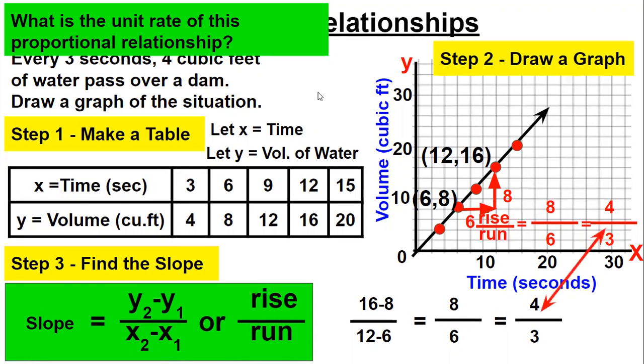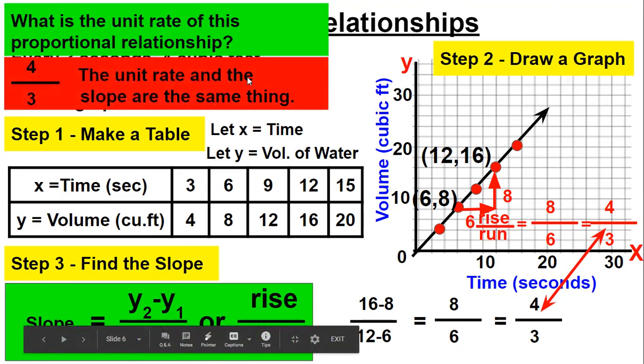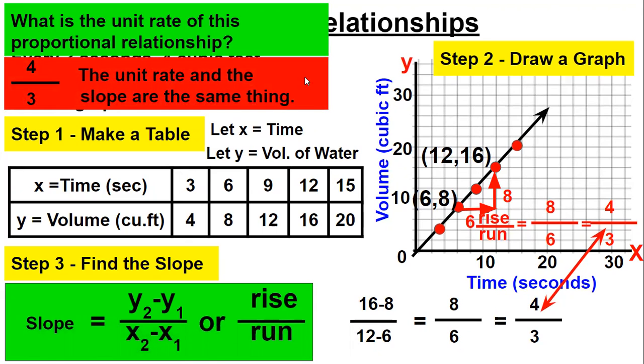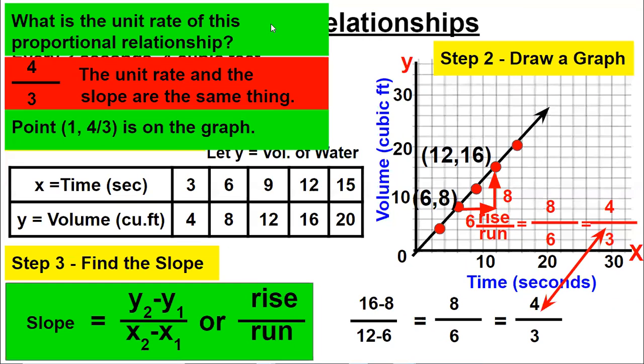So 4/3. So notice 4/3, 4/3. 4/3 is the unit rate and the slope. They are the same thing. The point (1, 4/3) is on the graph. So where x equals 1, 4/3 is the y value. What is 4/3? That's 1 1/3. So if we look at it, it probably does look like 1 1/3. If this is about 1 and we go over to here, remember each line is 2, so that's about 1 1/3. It's hard to tell that on a graph. That's why we have to calculate the slope.